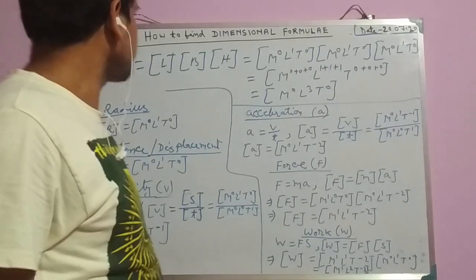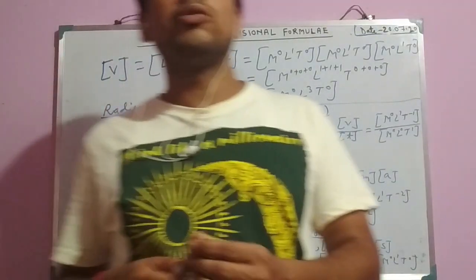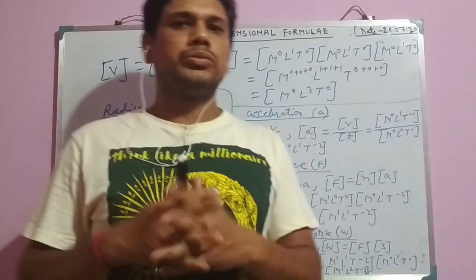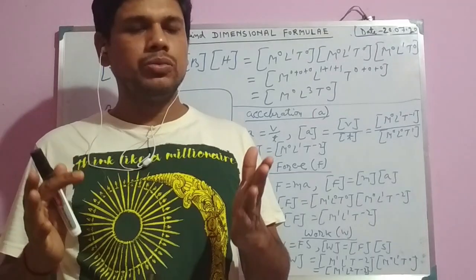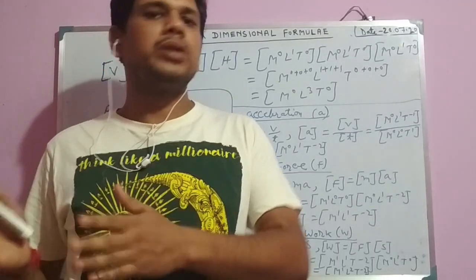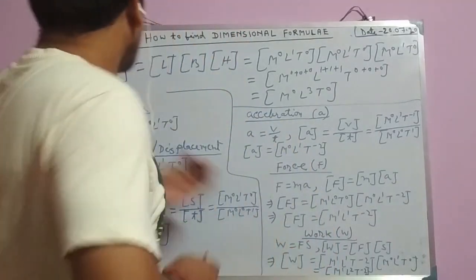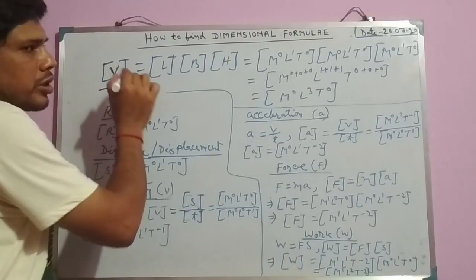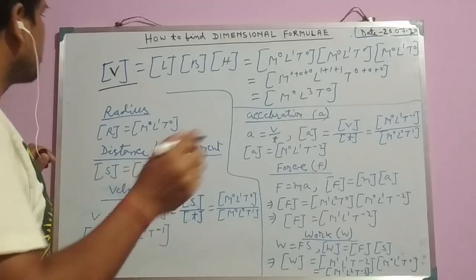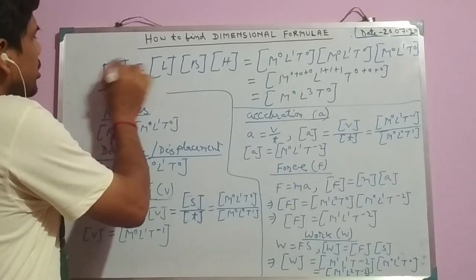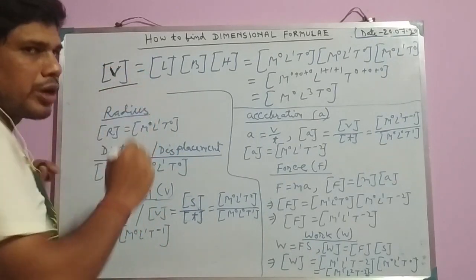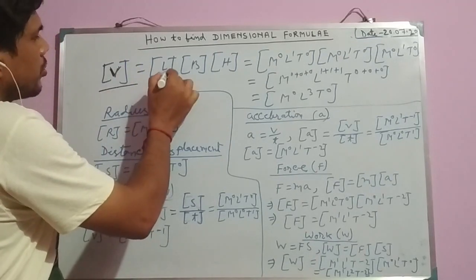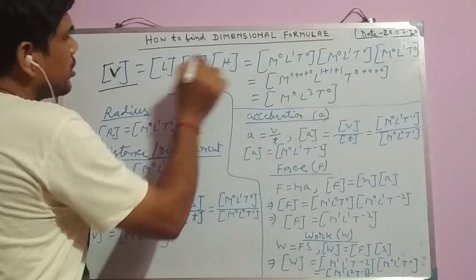Now next, we have to find the dimensional formula of volume. Now you know the formula of volume. Volume is equal to length into breadth into height. Okay. Now see, volume is denoted by the letter V. So we have to find the dimensional formula. So we have written [V] within third brackets. Now we know it is length into breadth into height.